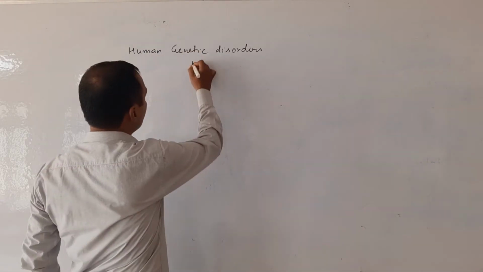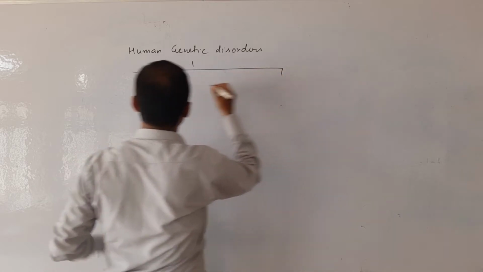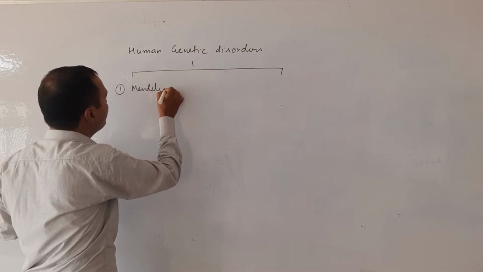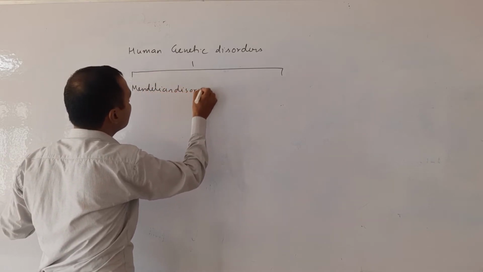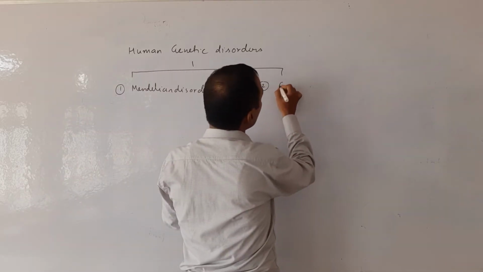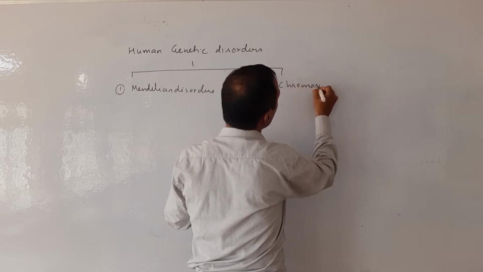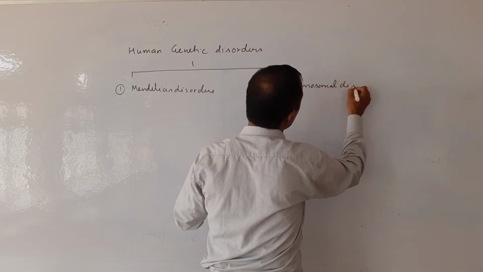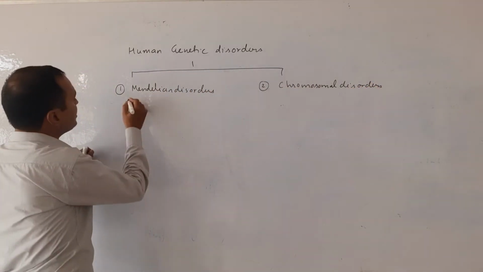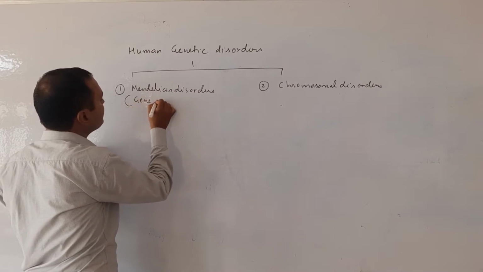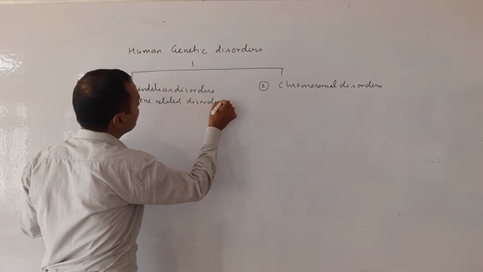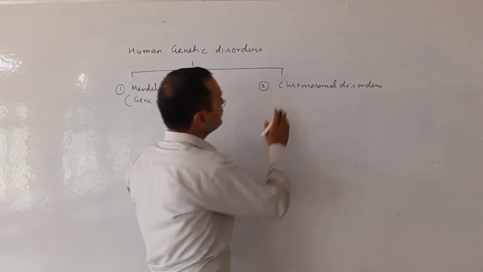So it can be classified into two types. First one is known as Mendelian disorders, and second one is known as chromosomal disorders. Mendelian disorders are also known as gene-related disorders.